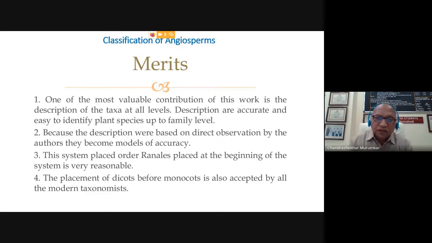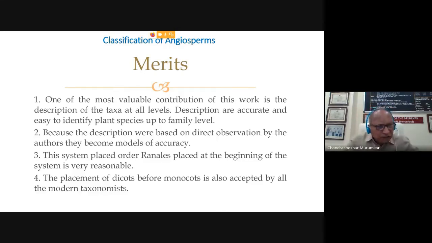He has taken the measurements of the size of the bracts, the size of the calyx, the size of the corolla. Even he has mentioned the colors. Even he has written the size of the leaves. And that's why it is more precise, more pinpointed, and more accurate. The description was too accurate, and it was very easy to identify plant species up to family level.